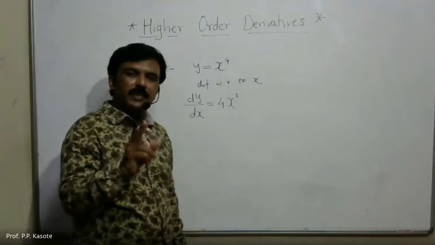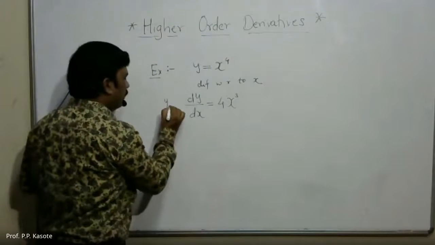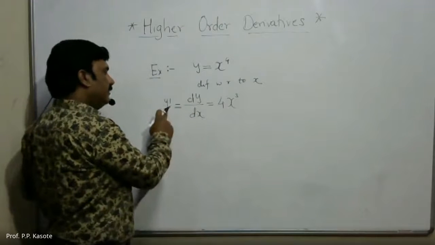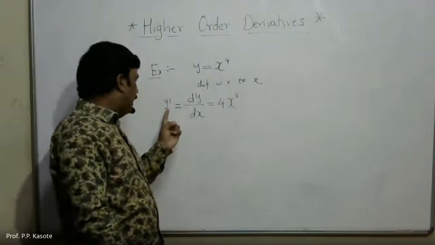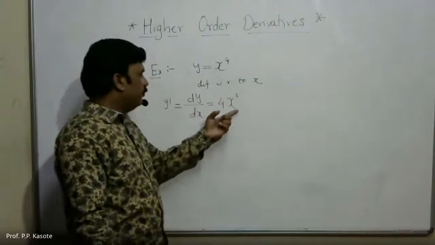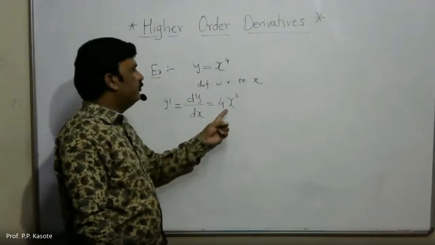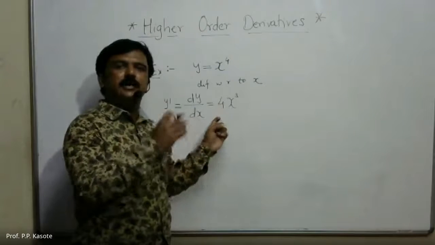Children, let me tell you one thing. We can also write it as y1 or else y dash. Dy by dx can be written as y dash. It means that if y is equal to x raised to 4, then y dash is equal to 4x cube. Either y dash is equal to 4x cube, or you can write dy by dx is equal to 4x cube. Now let us differentiate it again.